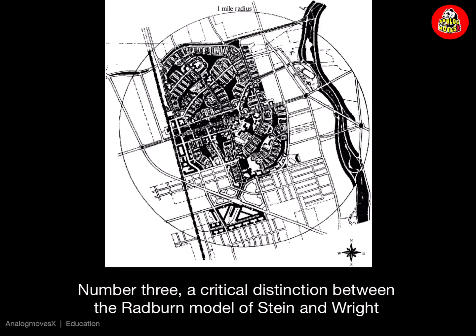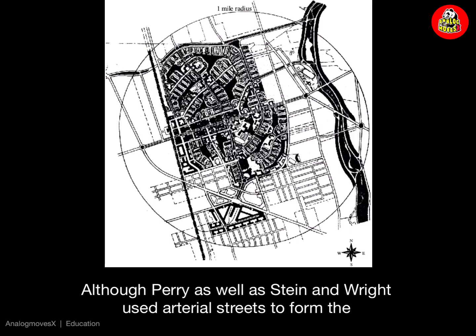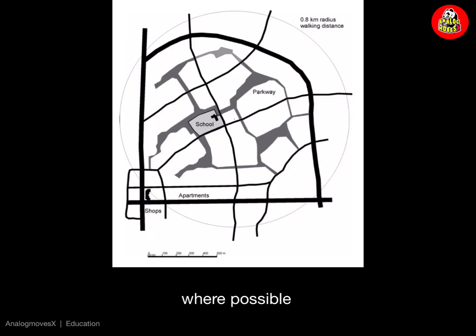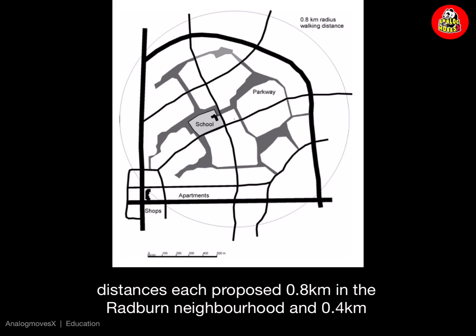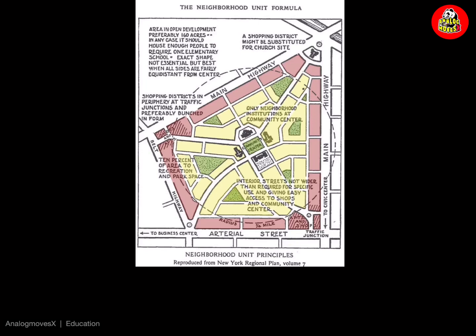Number 3, a critical distinction between the Redburn model of Stein and Wright and Perry's idea was the kind of neighborhood boundary it envisaged. Although Perry as well as Stein and Wright used arterial streets to form the neighborhood's boundary, Stein and Wright preferred the use of natural forms where possible. Another difference between the two models was the maximum walking distance proposed, 0.8 km in the Redburn neighborhood and 0.4 km in the neighborhood unit model.